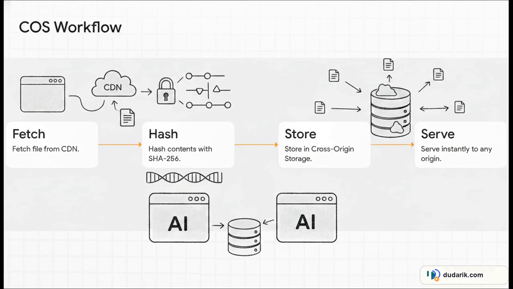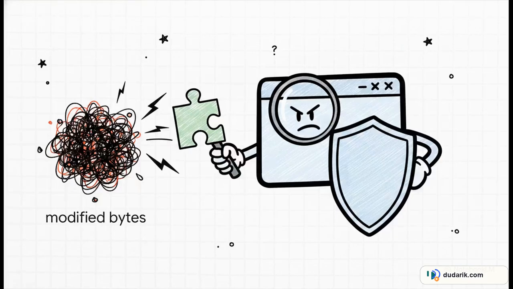From then on, if any other origin requests that exact same hash, the browser serves it up instantly. It just bypasses the network completely. And my favorite part? You get absolute integrity by default. The browser automatically verifies that SHA-256 hash right when it writes the file.